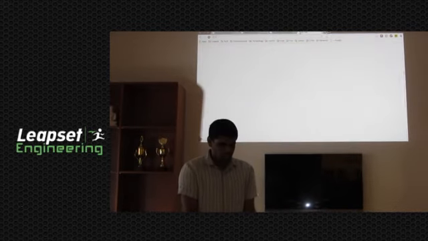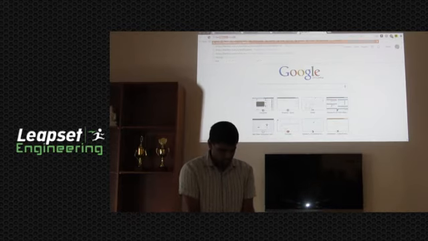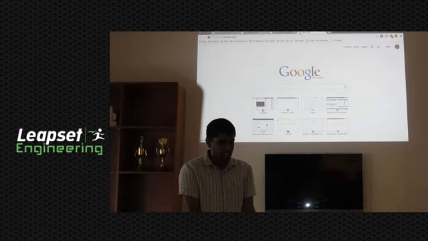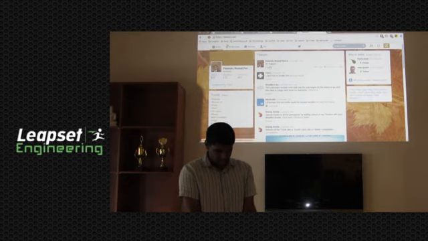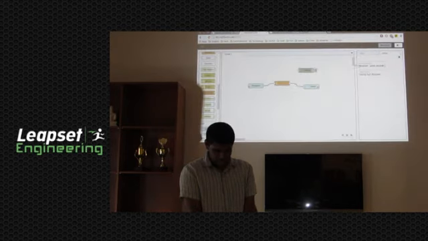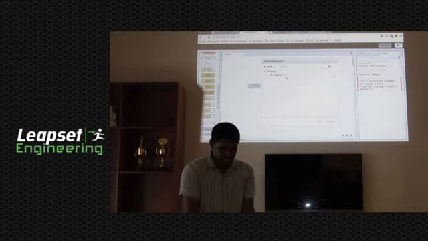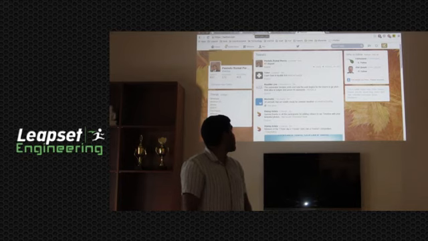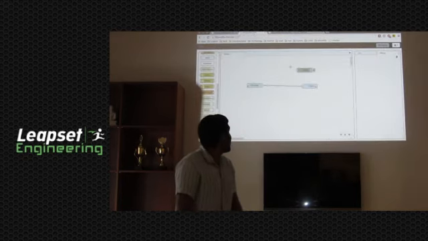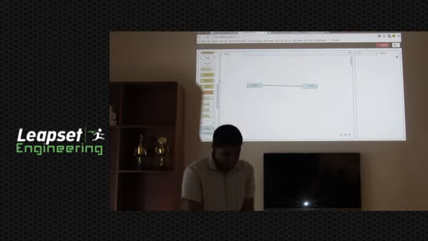Whenever somebody tweets with the hashtag Leapset, I'll be retweeting it. Somebody has retweeted, and I should have that message itself. So you can get the idea, right? If somebody tweets, it will eventually be retweeted by myself with the Leapset hashtag. That can be done by just connecting these components. That is just the tip of the iceberg.